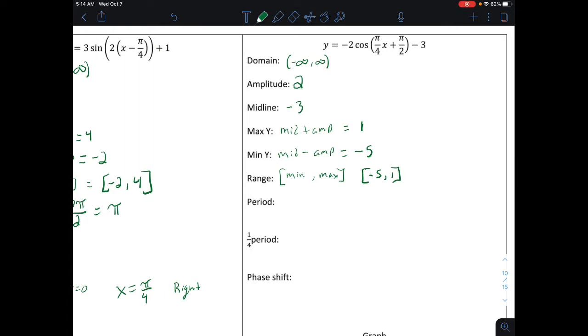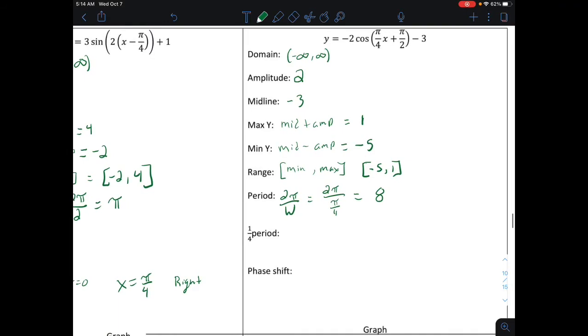Now we go find our period. The period of sine or cosine can be found by taking 2 pi and dividing that by whatever w is. W is the number that multiplies to the x. So in this case, w is pi over 4. So my period would be 2 pi divided by pi over 4. And we do skip, change, flip, and that gives us 8. So start to finish is 8.